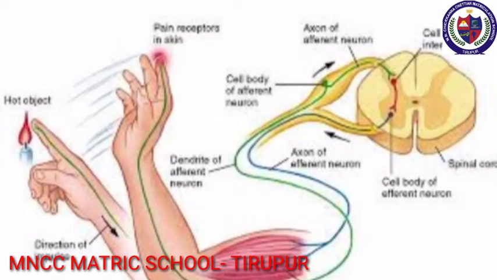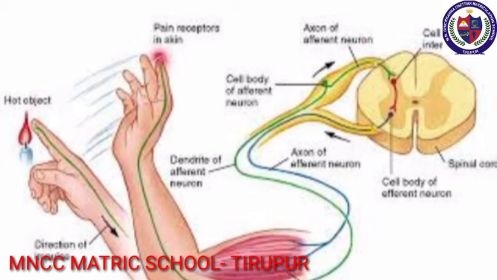Reflex action. A reflex is any response that occurs automatically without consciousness. There are two types of reflexes. Simple or basic reflexes: these reflexes are inbuilt and unlearned responses. Examples: winking of eyes when any dust particle enters, sneezing, coughing, yawning, etc. We perform these actions without thinking.